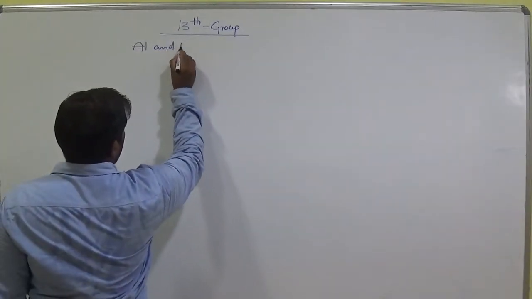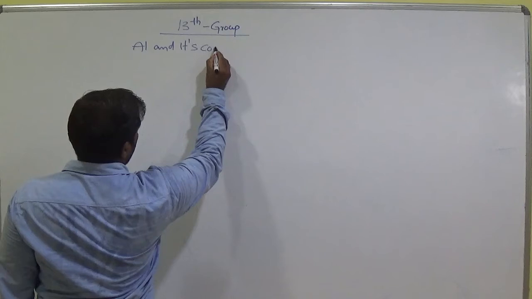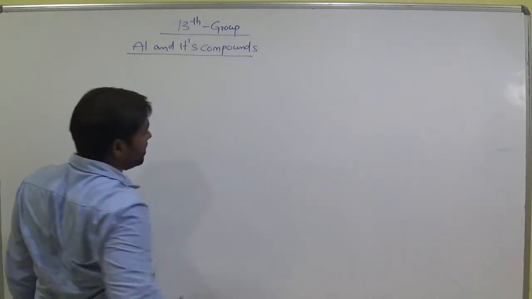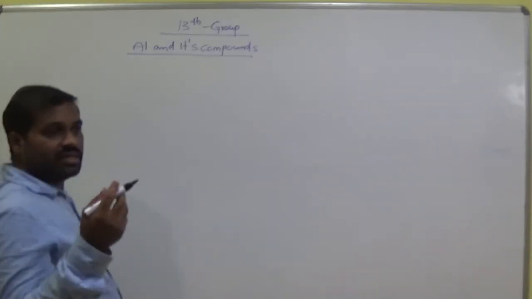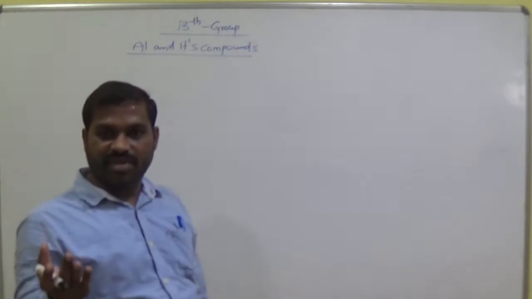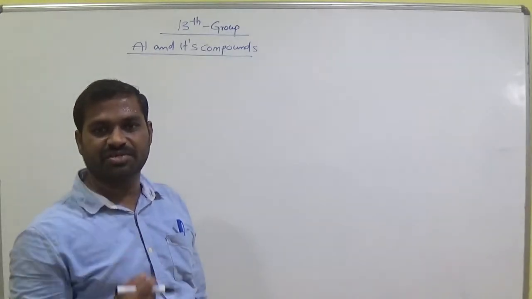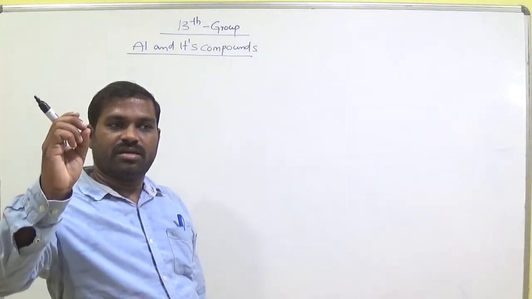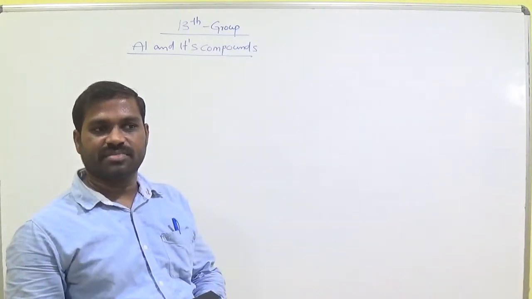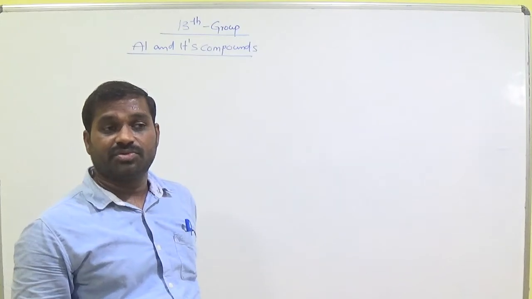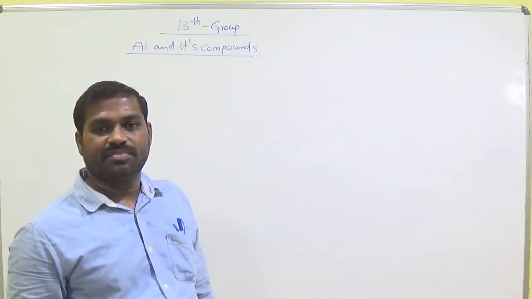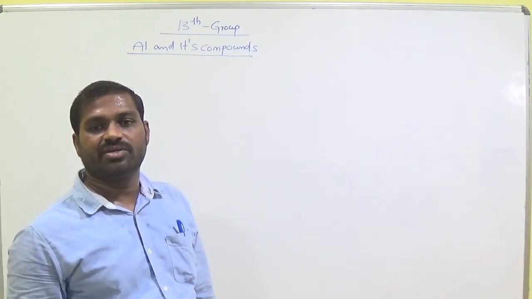Good morning students. Let's see the continuity of 13th group elements. Aluminium and its compounds, that is the topic. Now, in the extraction of aluminium from bauxite, there are 3 steps. Step 1, we obtain pure Al2O3. In step 2, Al2O3 is converted to 99.8% aluminium by the electrolytic reduction of Al2O3. Am I right?